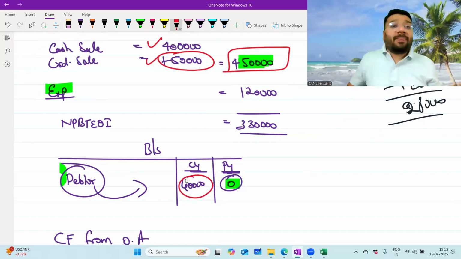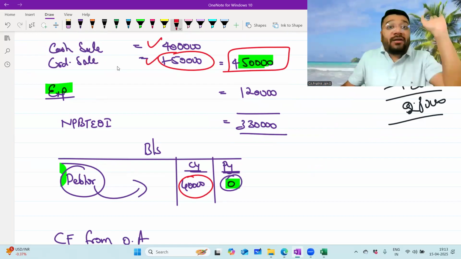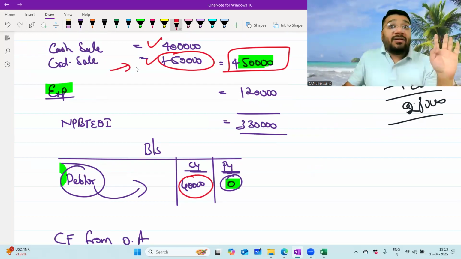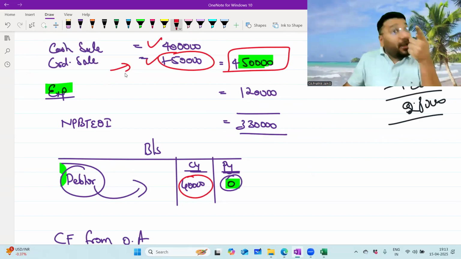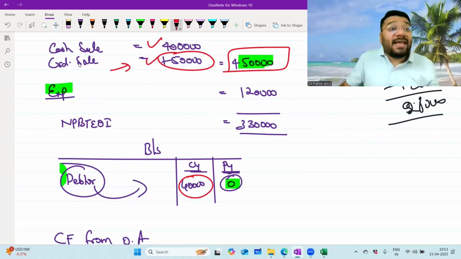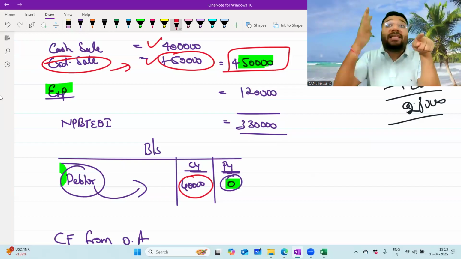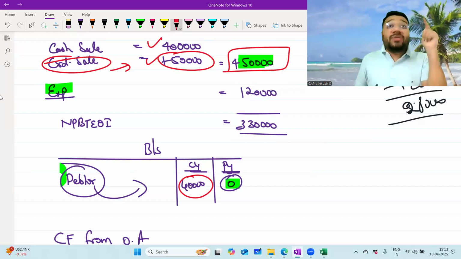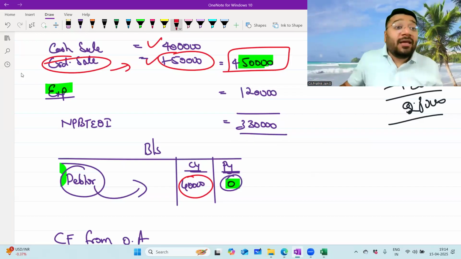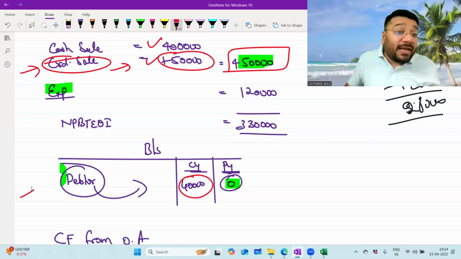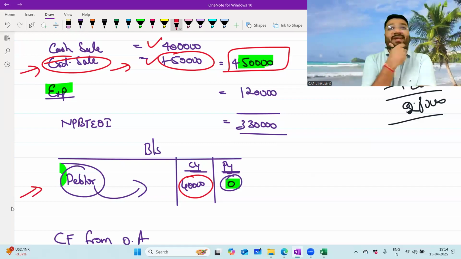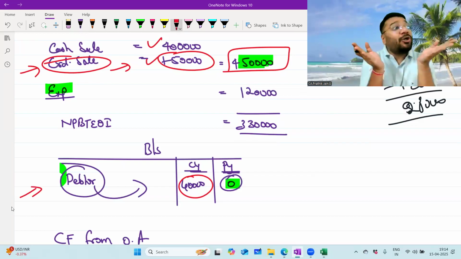Now please tell me, if by default you say, sir, this is added, so minus 50,000, will it not be wrong? Can I minus the entire credit sale? No, I have to minus only that portion of credit sale for which money is not yet received. So that information will come to me better if the data is taken from the balance sheet.